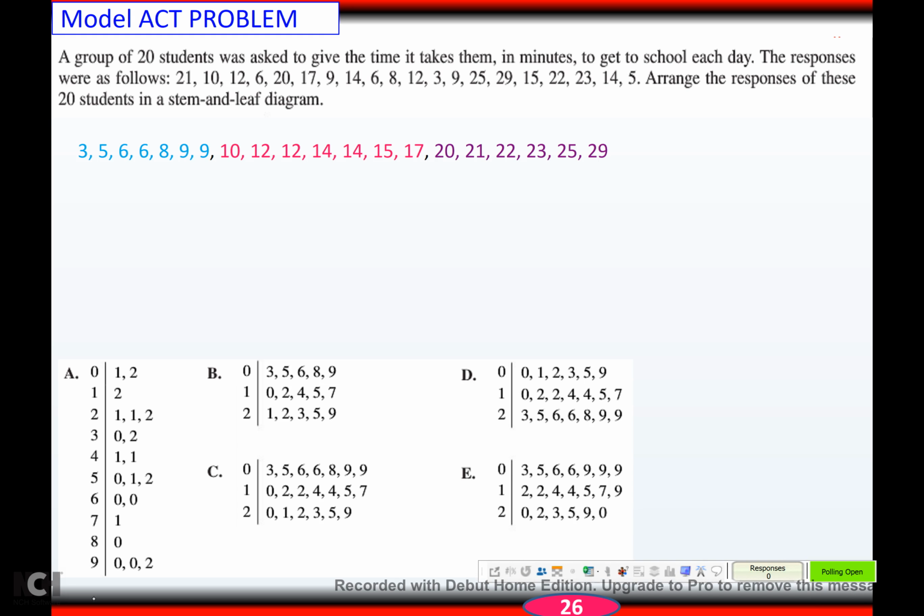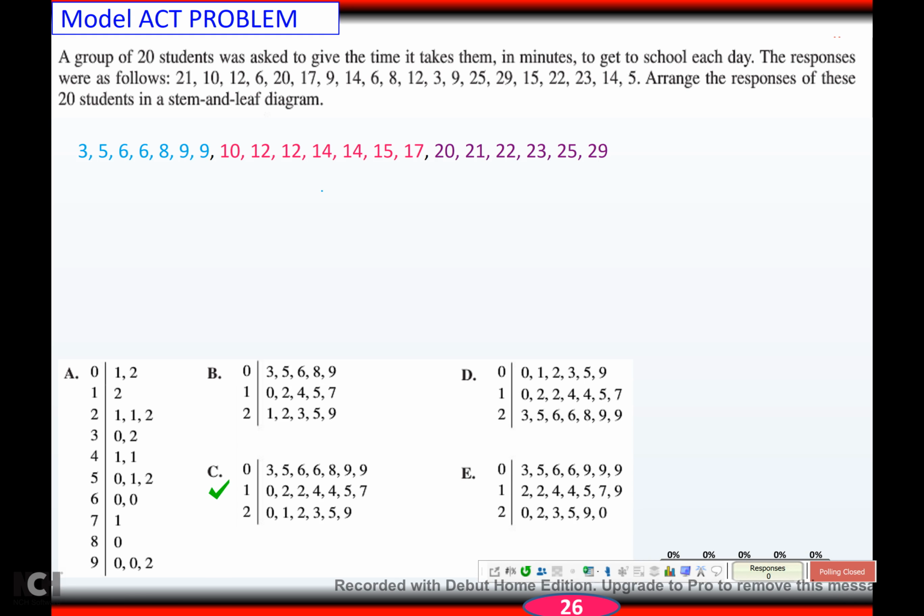So, you try this one. Hit pause. Come back when you're ready. And hopefully you got C.